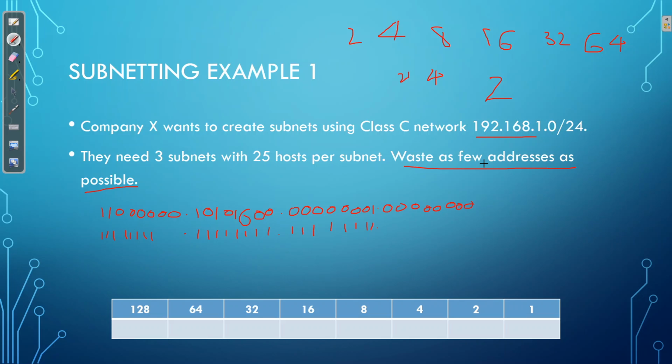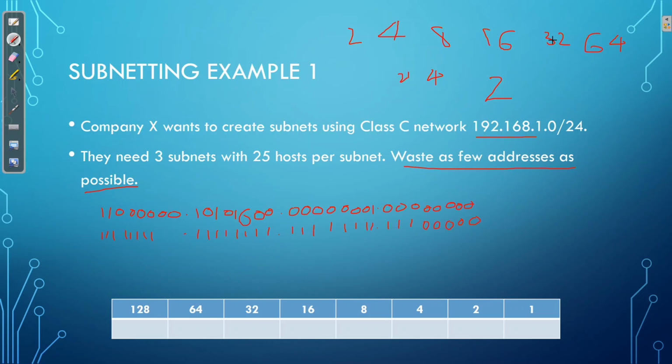Well, guess what? You can see here, this is why I mentioned this in the first place, waste as few addresses as possible. So even though we've got 6 bits left for our hosts, we're actually going to use that extra bit for our subnet, and the reason being is because we've been instructed to waste as few addresses as possible per subnet. So now I'm going to take 3 bits to be my subnet, and that leaves me with 5 bits to be the host part of my IP address. That gives me 32 hosts. Essentially, that gives me 30 hosts.